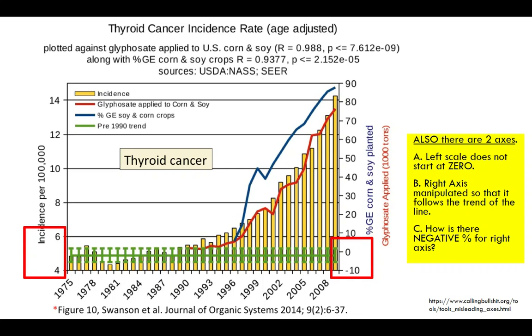Now, there's another problem here that we've just talked about. There are two axes, one on the left and one on the right. Now, the left scale doesn't start at 0. And I suspect that's for a reason, because it makes it align a lot better. There'd be no reason there that they couldn't have started at 0. Why didn't they?